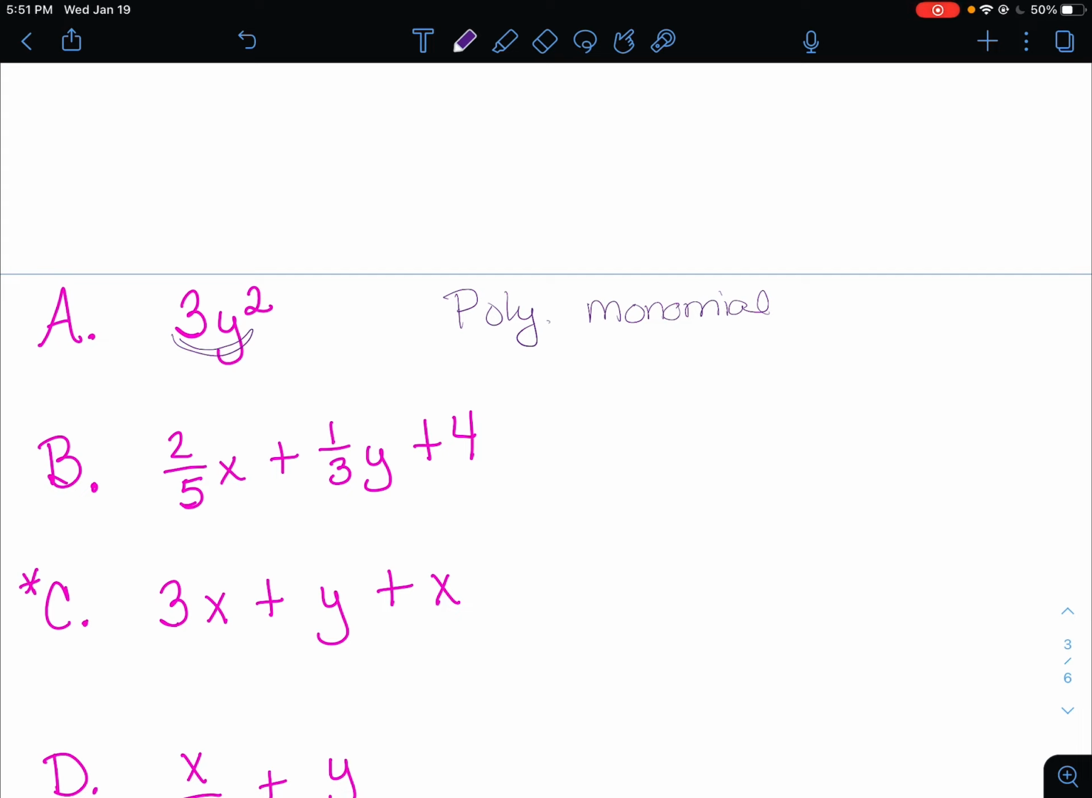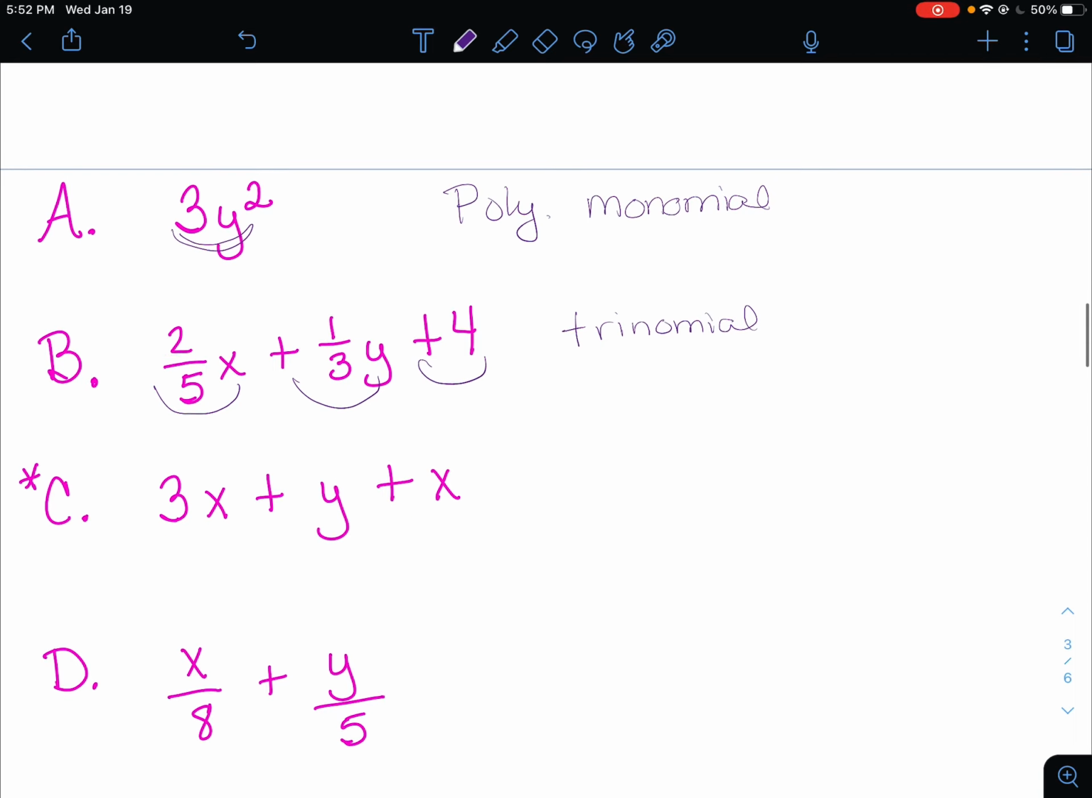Here, we have 2/5 x, 1/3 y, plus 4. We can't combine and make things simpler. So this is 1, 2, 3 terms. So this is a polynomial in general, but very specifically, it's a trinomial because it's got 3 terms.